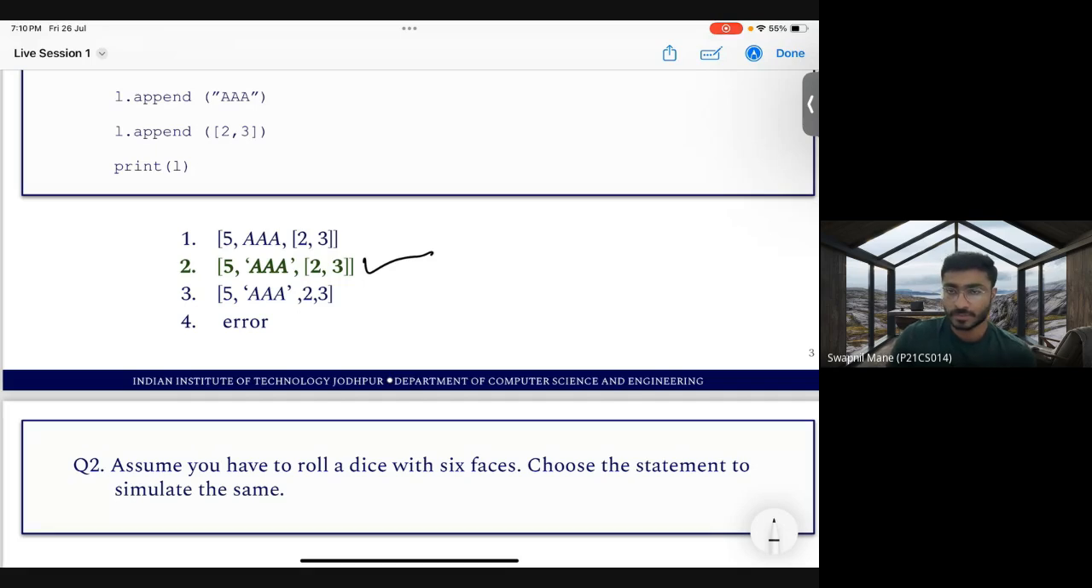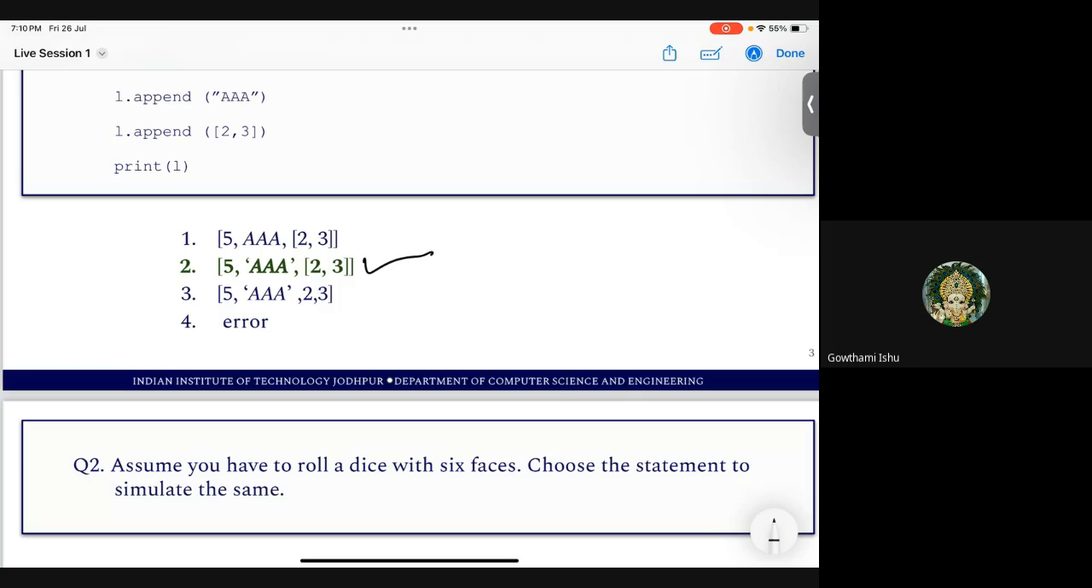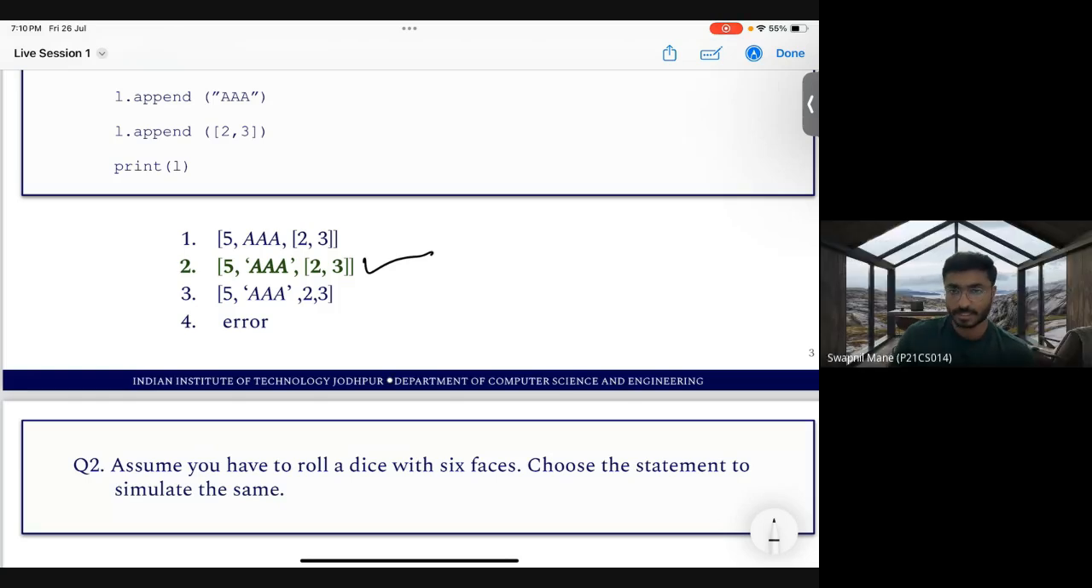Gautami, yes. Random dot randint of 1 comma 6. Yeah, that is correct. Is there any other way we can do this? Is there any other programming statement we can use to get a random number? Yes, anyone other than Harsh?